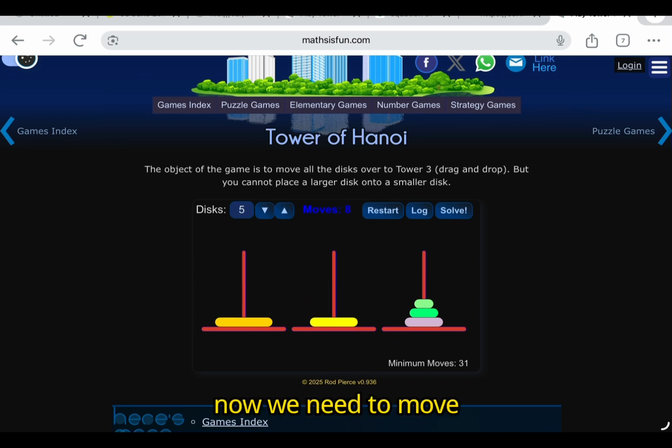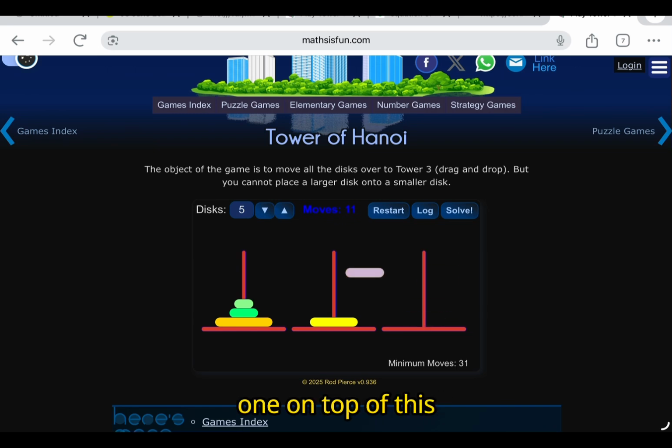Again, now we need to move the second to the largest to the middle tower, and then think about it. We need to move the pink tower on top of the second largest disk. Okay, therefore, the smallest needs to be put in the middle, the second smallest should be put to the right, left, and then we do this, so we can put the pink one on top of this yellow one. And using the same logic, we need to do this move.